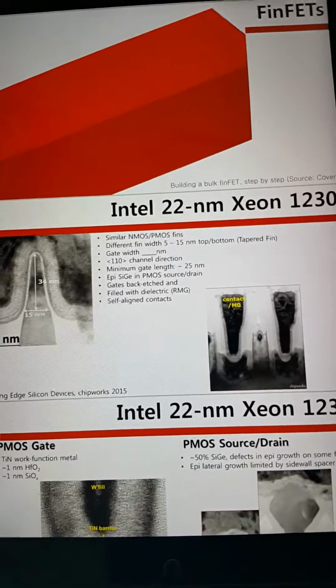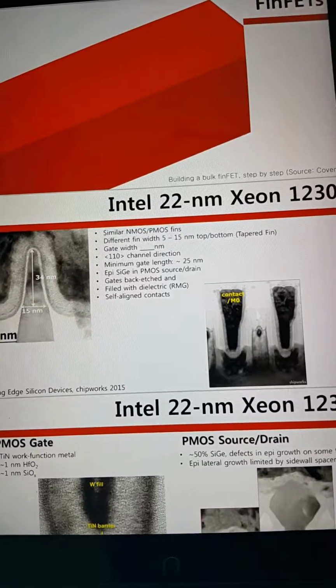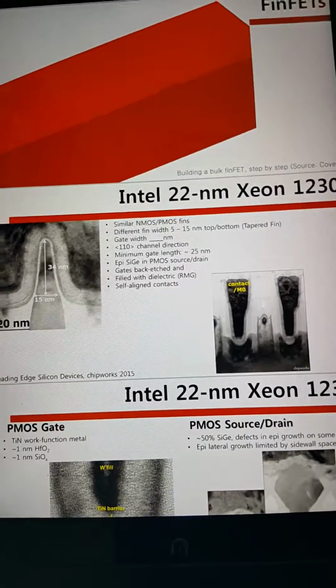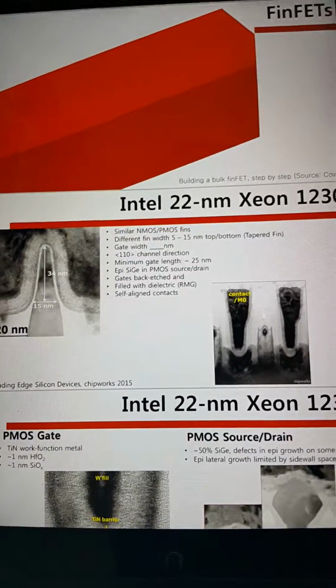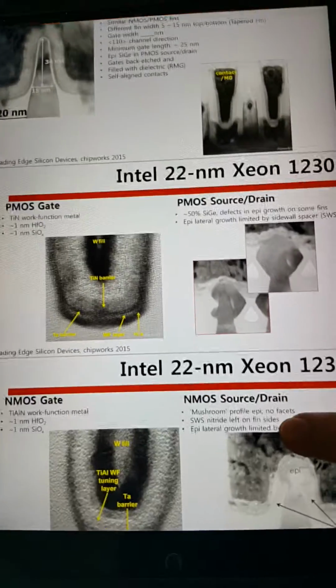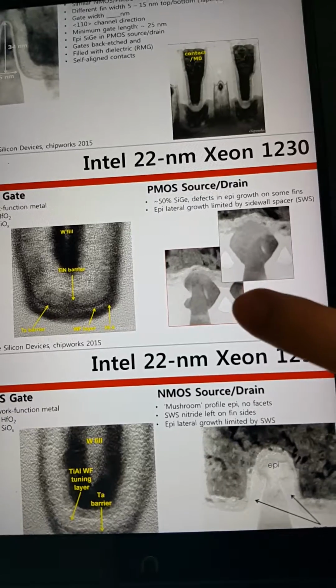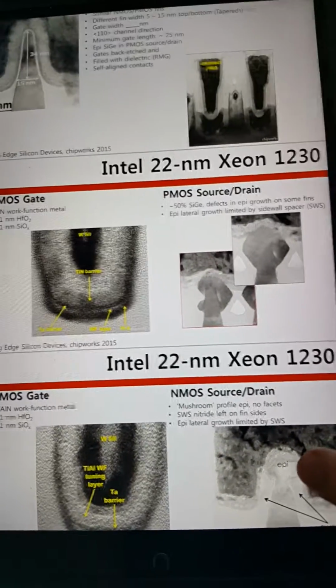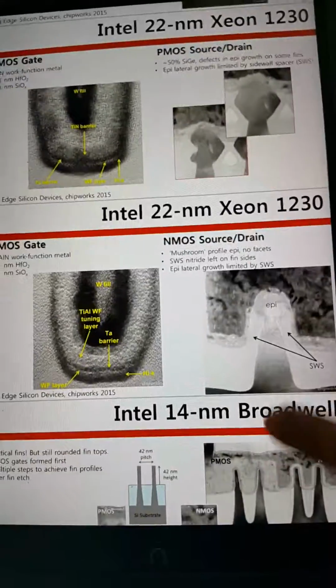RMG is replacement metal gate, and so is high-K material used, and self-aligned contact. And this figure is the defect in the PMOS.